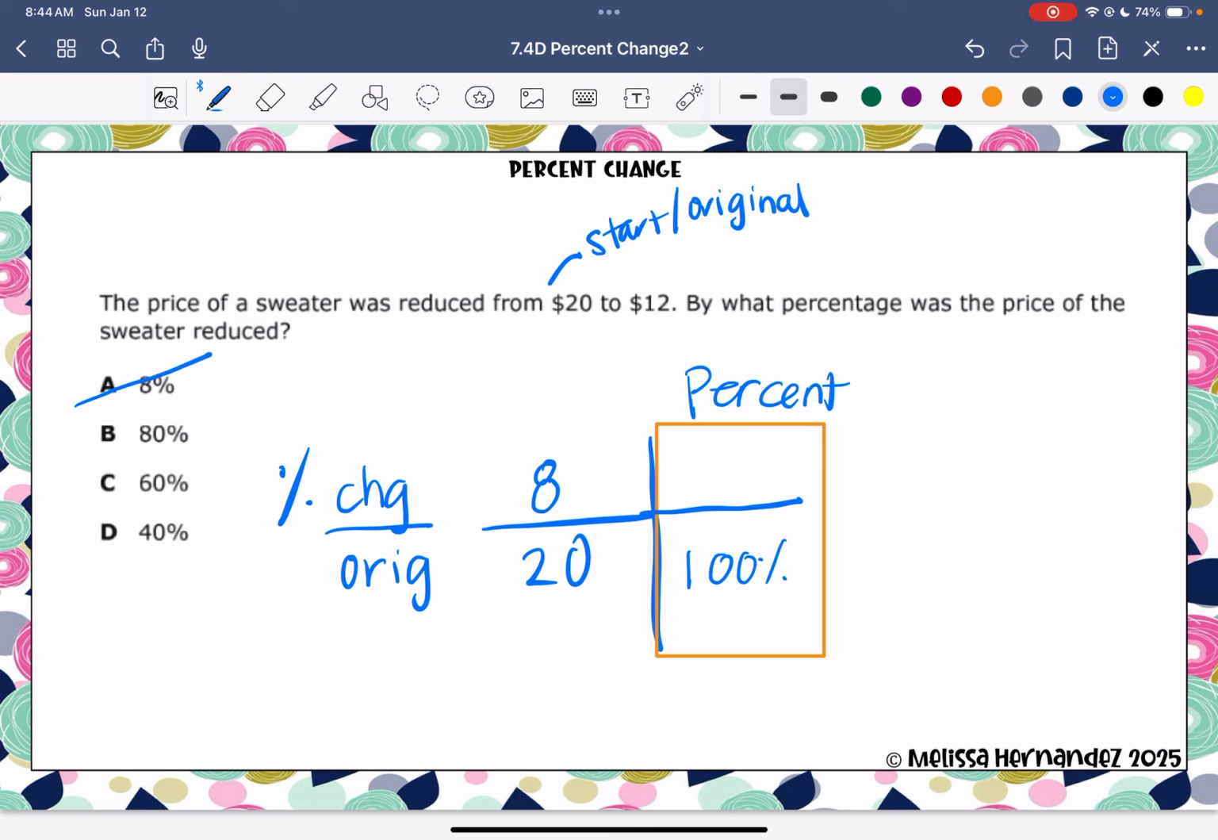Now the question is, do you want to go ahead and start solving? It's a direct proportion. What I mean by that is 20 goes into 100 5 times, so you scale it by 5. If you scale the bottom number by 5, you're going to scale the top number by 5, which is 40%.